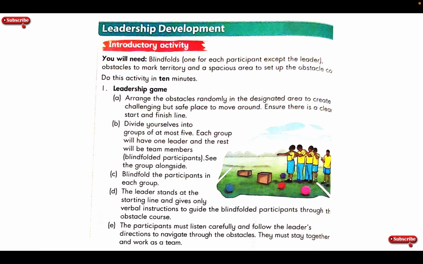And here there is an activity that will take place in class. So I'll read out the activity and then we go through it together.